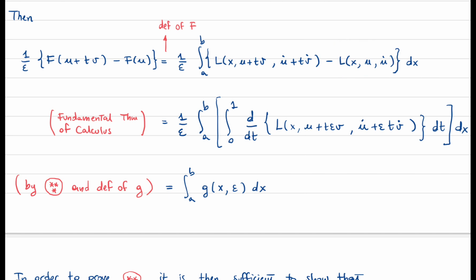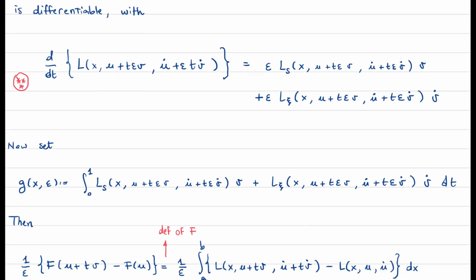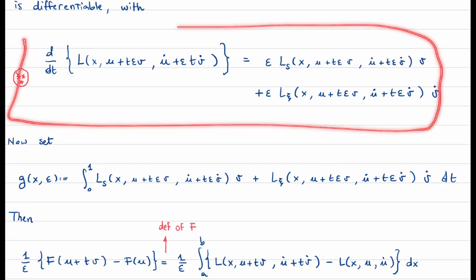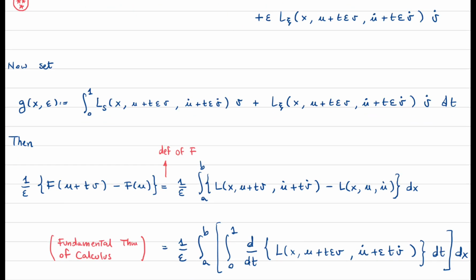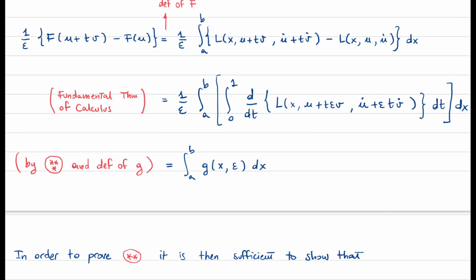Okay. And by triple star and the definition of g, what was triple star? Yeah, triple star was the pointwise derivative with respect to time. So we can just make this derivative explicit and then recall the definition of g to notice that the first variation can be written as the integral from a to b of g of x, epsilon, evaluated at x. And so now we need to compute the limit as epsilon goes to 0 of this integral.